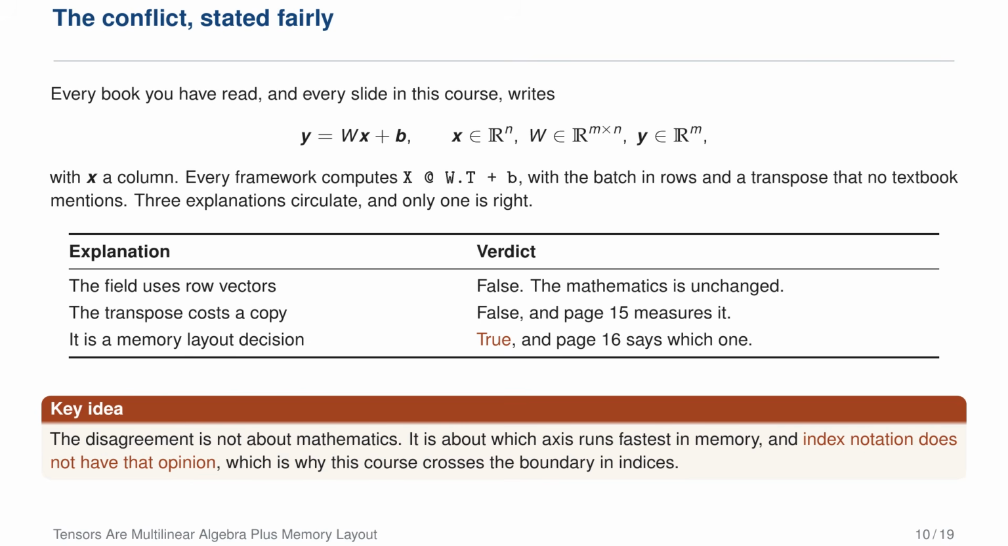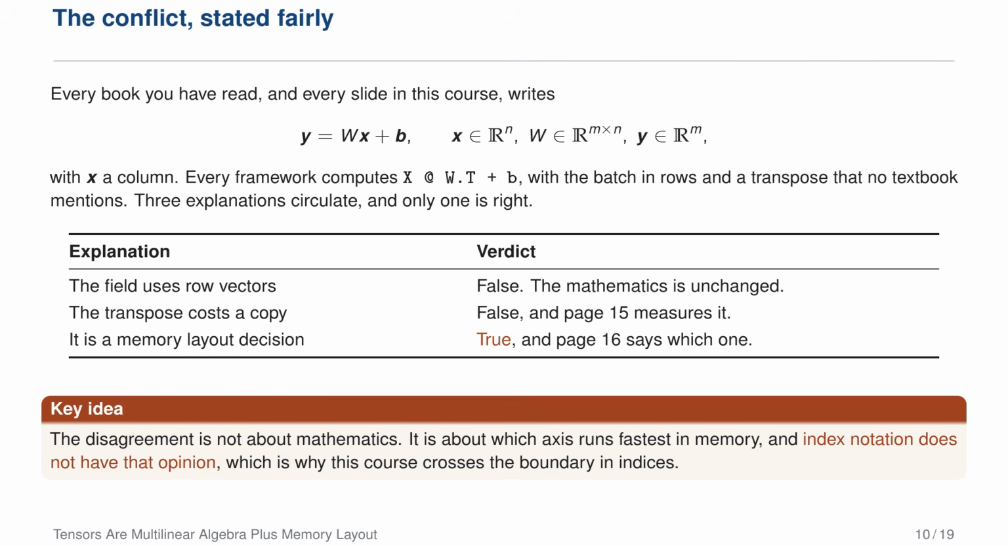The first says the field uses row vectors. That is false, and the mathematics is entirely unchanged. The second says the transpose is there because it costs a copy and somebody optimized it away. That is also false, and the next frame measures it. The third says it is a memory layout decision, and that one is true.